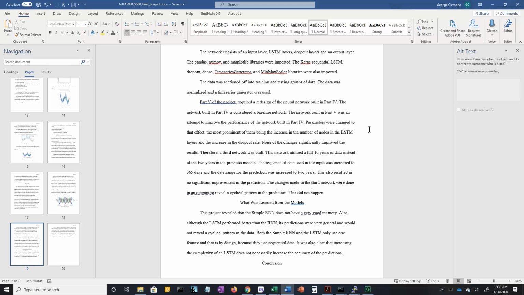This also resulted in no significant improvement in the prediction. The changes made in the third network were done in an attempt to reveal a cyclical pattern in the prediction. This did not happen.